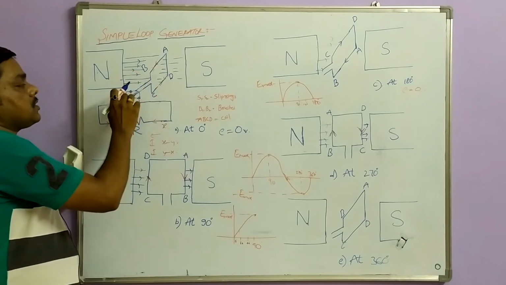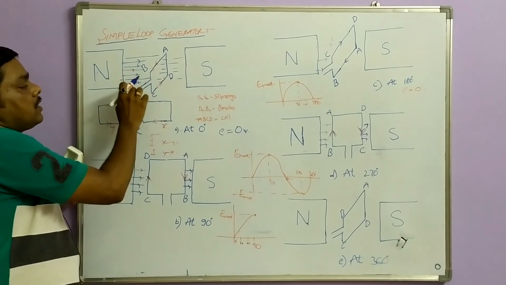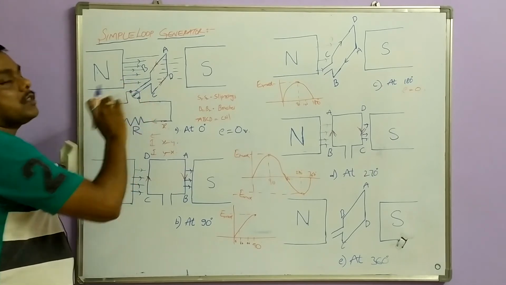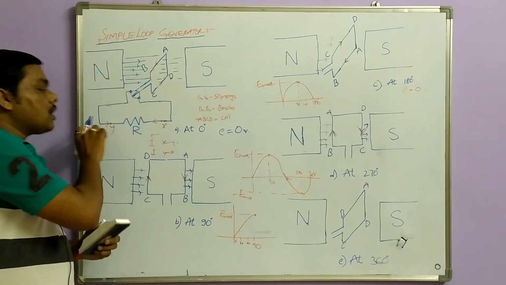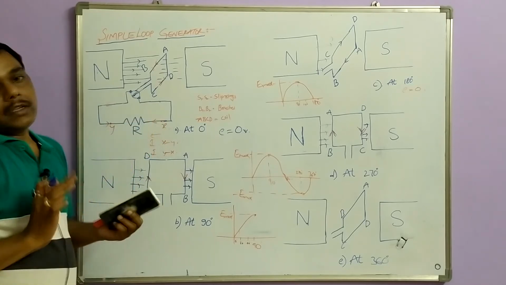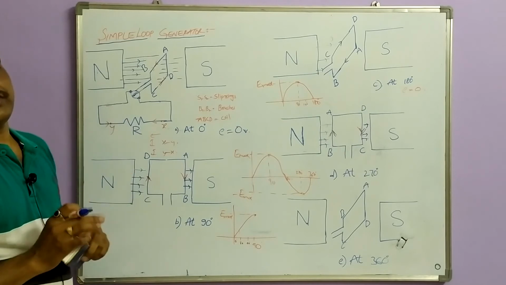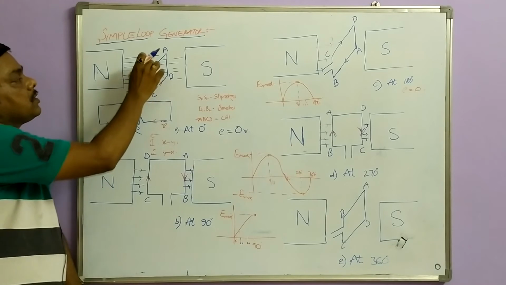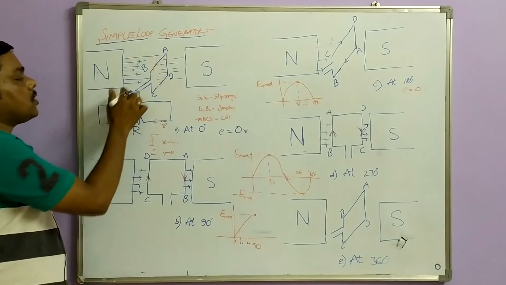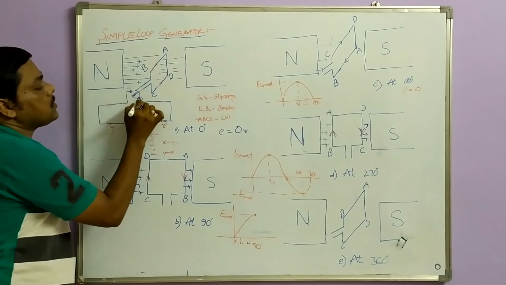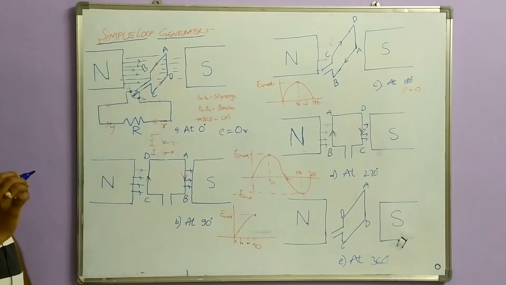When this coil rotates, this split ring remains in the same contact with the brush, so the unidirectional current flows through this resistance, nothing but load resistance. So how is it possible? Let us say this conductor, this AB conductor, is connected to this split ring portion S1 and this is S2.